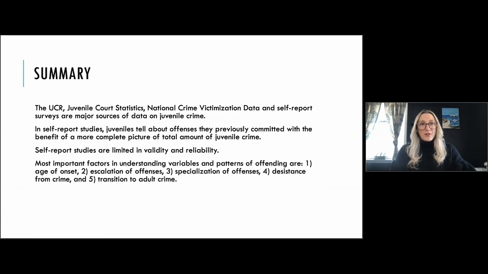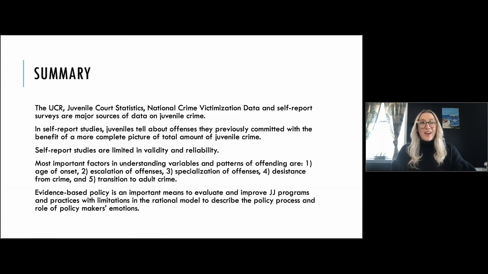And the most important factors in understanding variables and patterns of offending are the age of onset, escalation of offenses, specialization of offenses, desistance from crime, and transition to adult crime. Know all of those and know the definitions. And lastly, evidence-based policy is an important means to evaluate and improve juvenile justice programs and practices. However, there's limitations to the rational model to describe policy processes, as well as the role of policymakers' emotions in developing and implementing those policies.